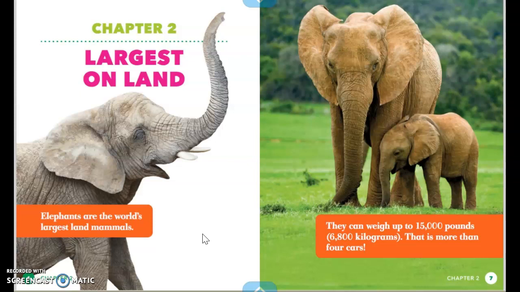I didn't know that, so that could be an interesting fact to keep for our report. They can weigh up to 15,000 pounds, which is 6,800 kilograms, and that is more than 4 cars. So elephants are mammals, the world's largest mammals that can weigh more than 4 cars. Whoa.